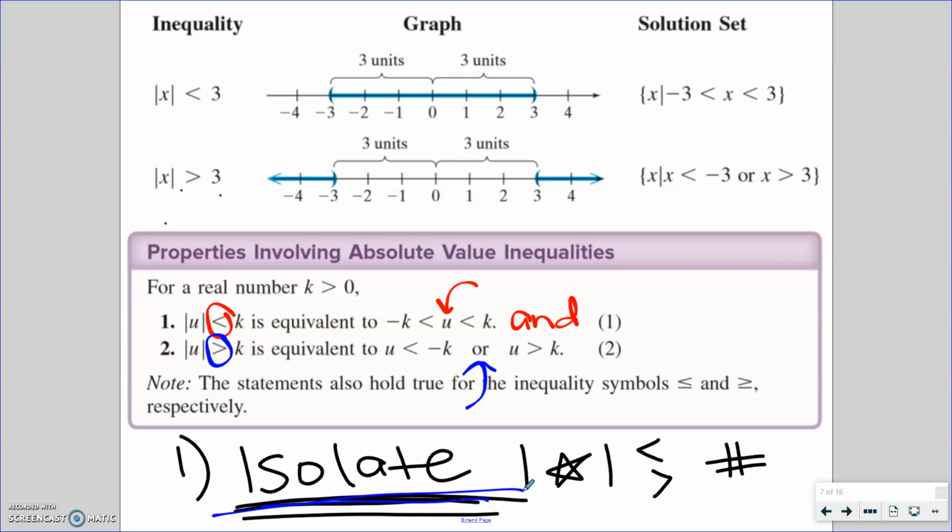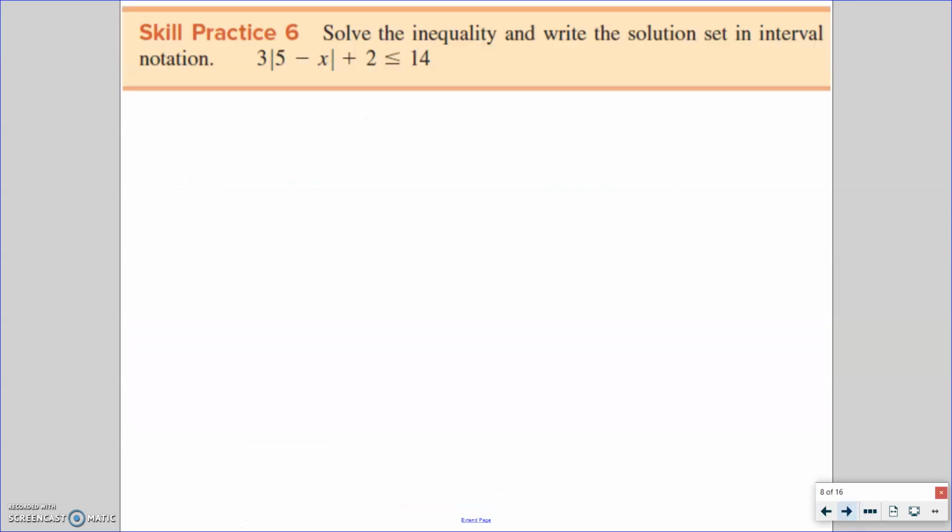So let's look at an example here. This one says, solve the inequality and write the solution set in interval notation. And we're also going to graph it. I'm also just going to let you know that because this is a video, you can go ahead and pause it whenever you need to if you need more time to write things down. So I'm just going to keep talking, knowing that you're going to pause it when you need to.